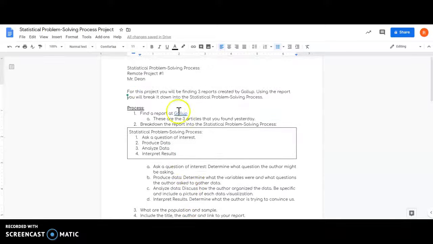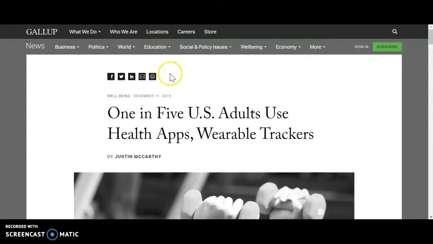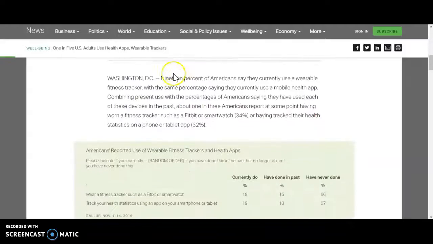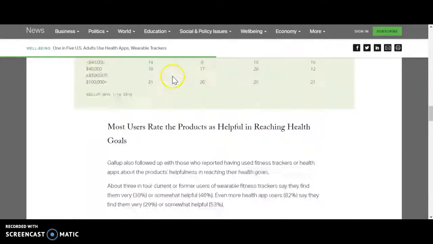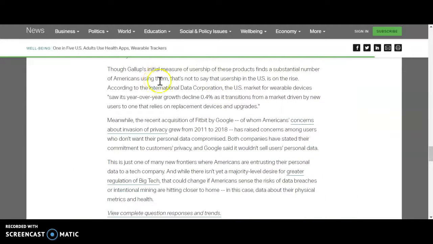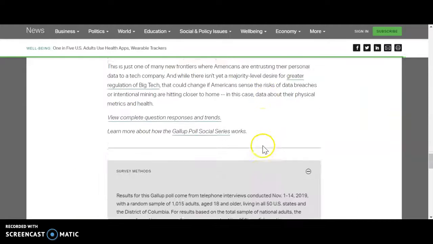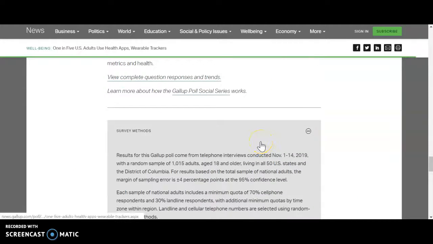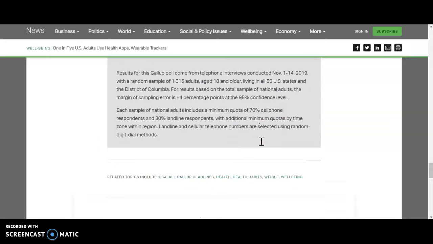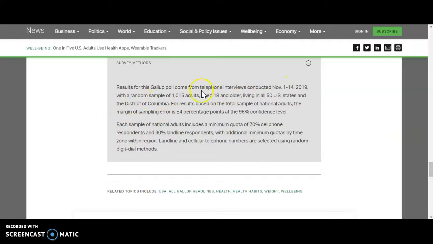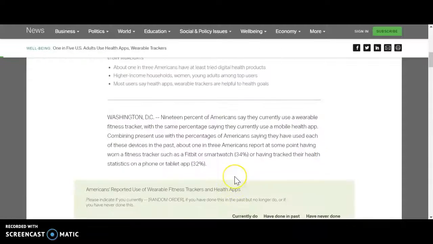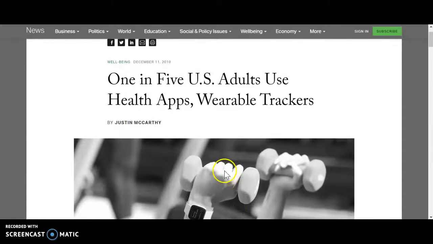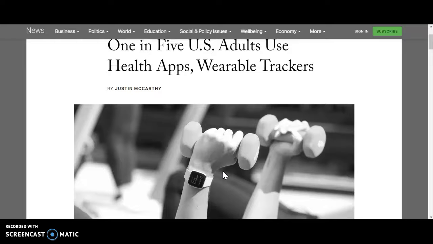So you should have your 3 articles. They should be from Gallup. Not every article from Gallup works. You want to make sure that you have the tables, and then this bottom line kind of sums it up for us, so we can make sure we're saying what they're trying to convince us of. And then this also tells me the population sample, and so that's going to be pretty quick in regards to what we need to do. So if your article does not look like this, grab another one. Make your life easy. Don't try to make your life too hard.